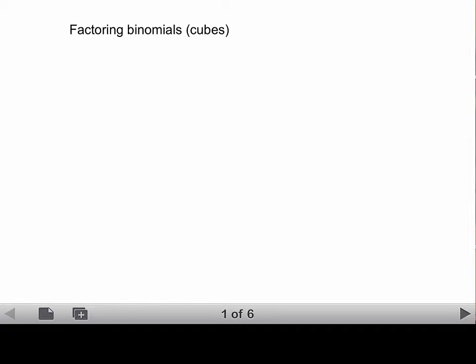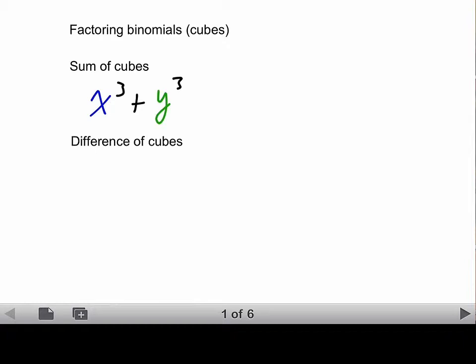In this session, we're going to see how to factor binomials that involve cubes. In considering this, we're going to look at factoring a sum of cubes and factoring a difference of cubes. Now, a sum of cubes has the form x cubed plus y cubed. And it's called a sum of cubes because the plus means a sum, and the exponents are 3.